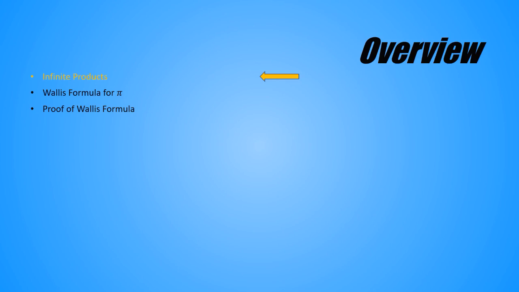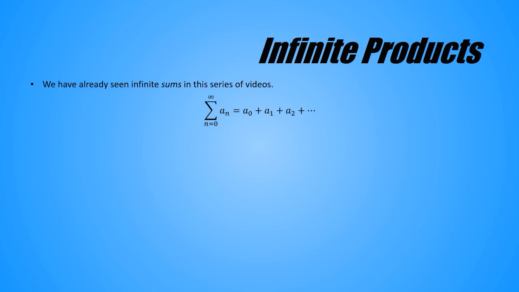In the first segment, I have a few words to say about infinite products. Now, we've already seen infinite sums in this series of videos, and here's what one looks like. N is a counter that runs from 0 to infinity. This is sigma, which is the Greek letter S, which stands for sum. It tells us that we're going to be adding up a bunch of terms. What terms? The terms are generated by the sequence a sub n.